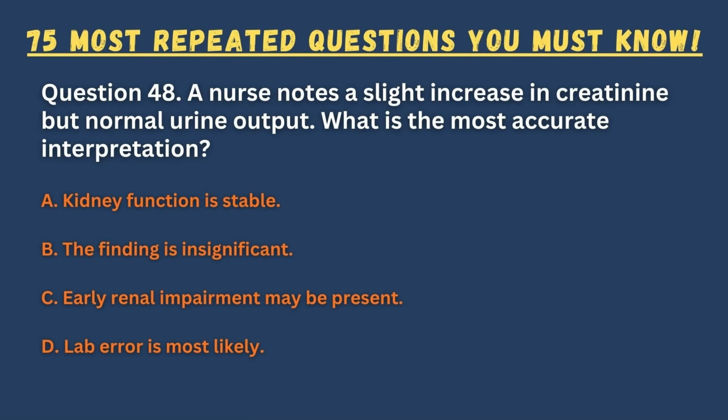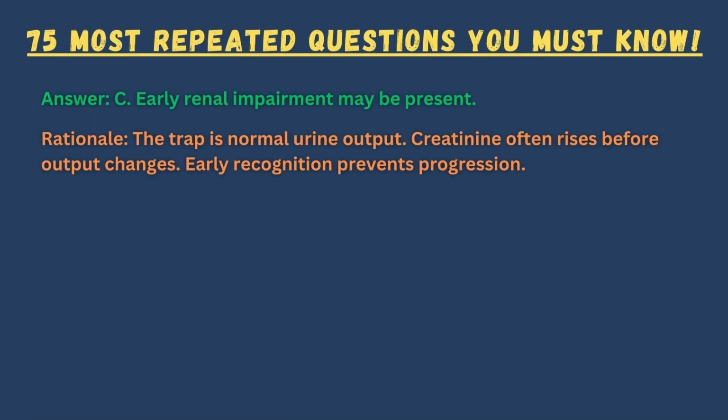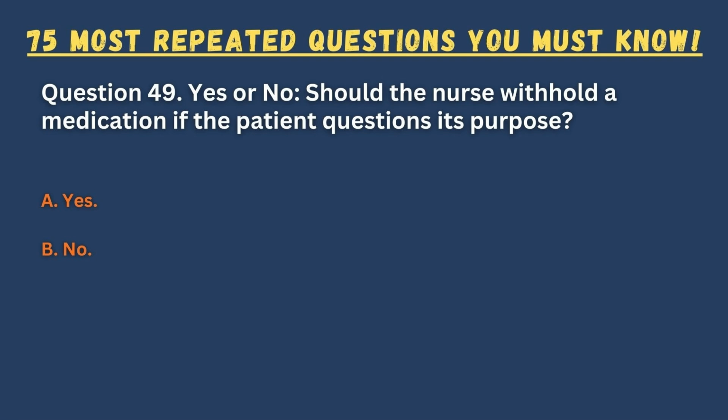Question 48. A nurse notes a slight increase in creatinine, but normal urine output. What is the most accurate interpretation? A. Kidney function is stable. B. The finding is insignificant. C. Early renal impairment may be present. D. Lab error is most likely. Answer: C. Early renal impairment may be present. Rationale: the TRAP is normal urine output. Creatinine often rises before output changes. Early recognition prevents progression.